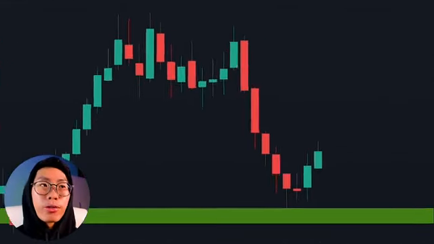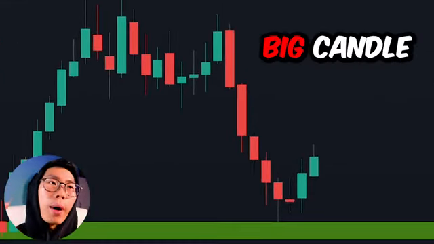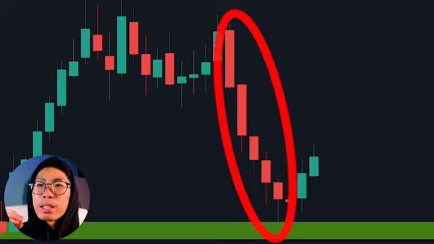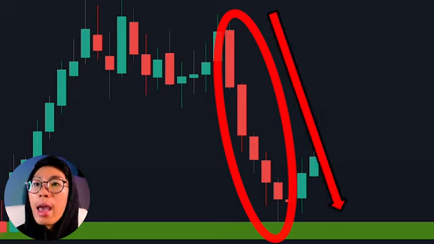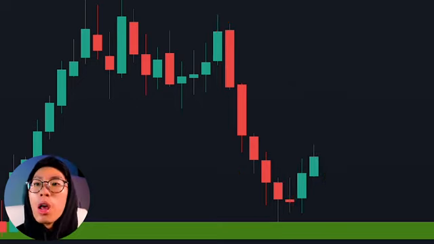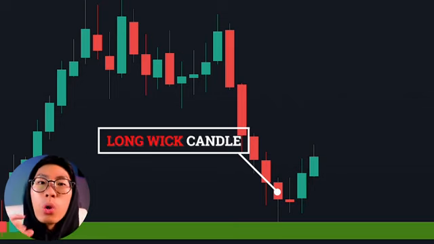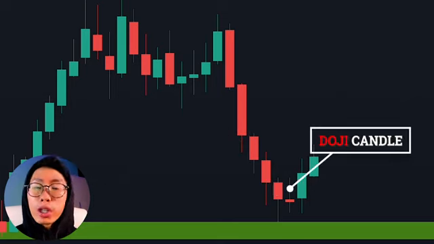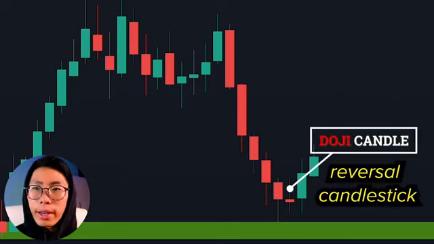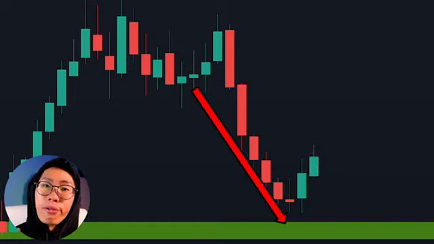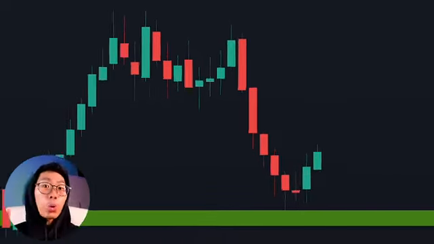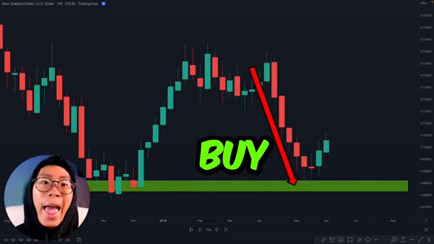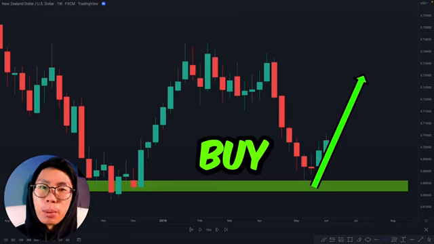You can see price literally form a big fat candle followed by a smaller candlestick and then another smaller candlestick, and you can just see the candlesticks start getting smaller and smaller. Then finally we have a small long wick candle right here rejecting this support level, and then price gave us a doji candlestick, which is a reversal candlestick, and this causes price to reverse and head back up. So you could have gotten in for a buy right here when you see that price is losing momentum and is reversing at this key support level.